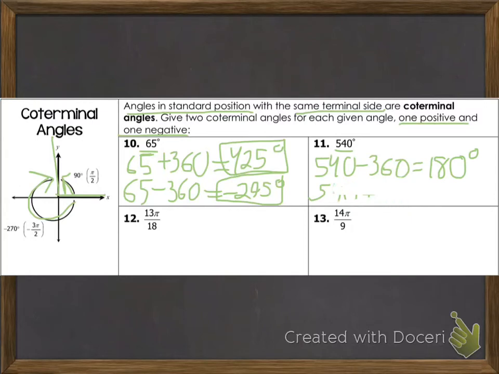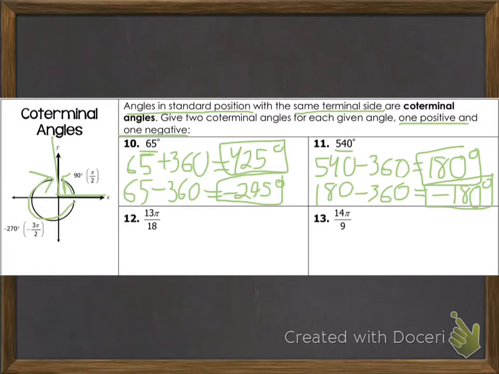So let me erase this. And what we're actually going to do is, since 180 is coterminal to 540, I'm actually just going to take the 180 and subtract 360 from it. And that'll give me a negative coterminal angle. So we have 180 minus 360. And when you do that, you end up getting negative 180. So there we go. Here is a positive coterminal angle and a negative one.